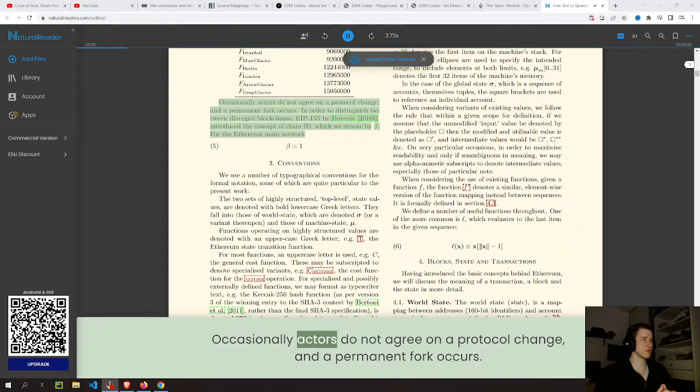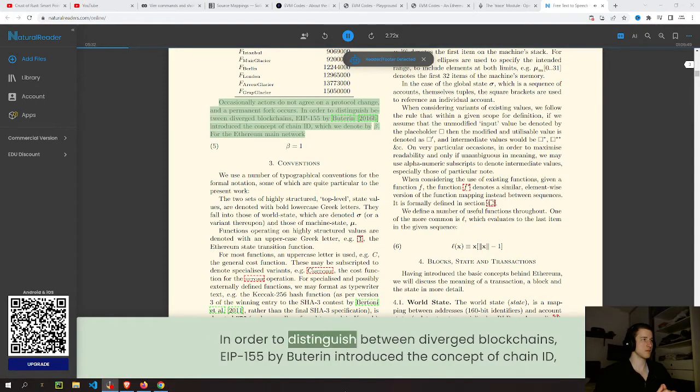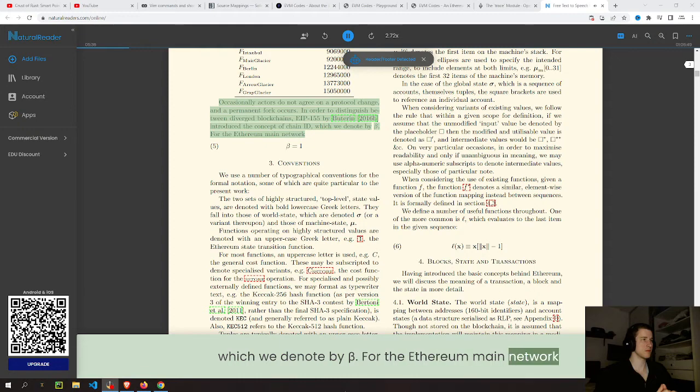Gray Glacier: 15,050,000. Occasionally actors do not agree on the protocol change, and a permanent fork occurs. In order to distinguish between divergent blockchains, EIP-155 by Buterin introduced the concept of chain ID, which we denote by β, and which for the Ethereum main network equals 1.